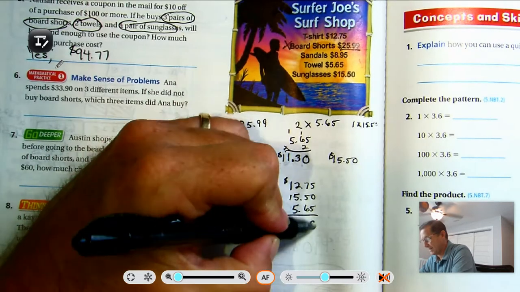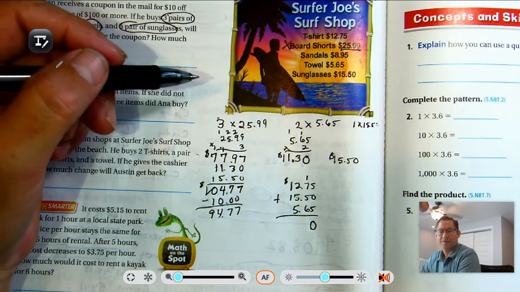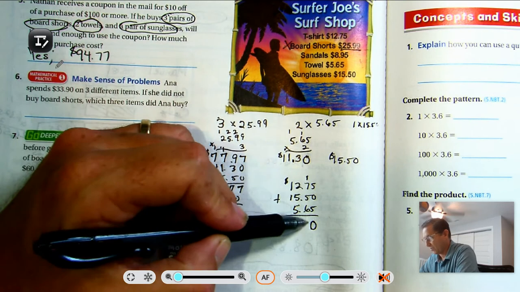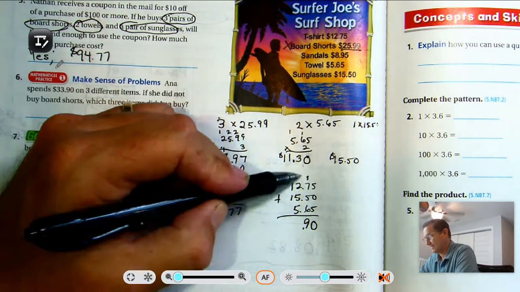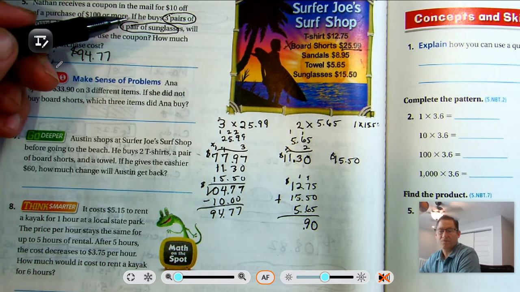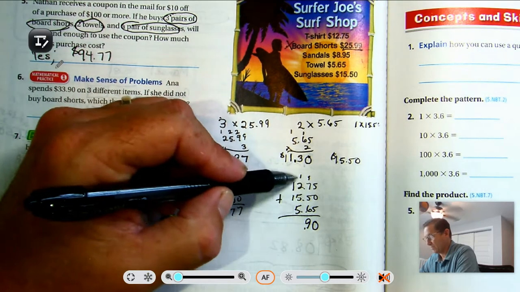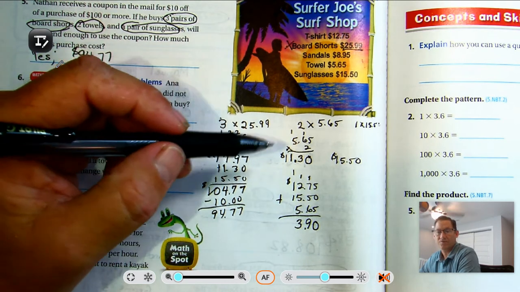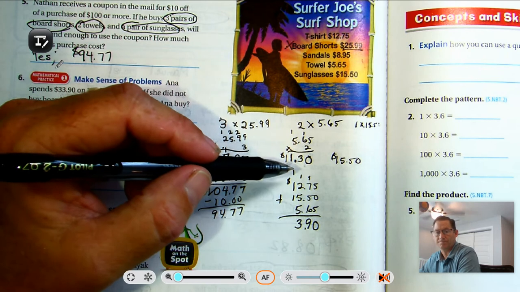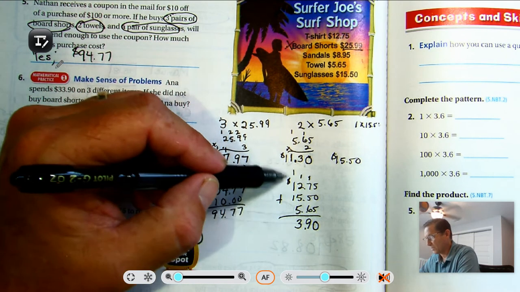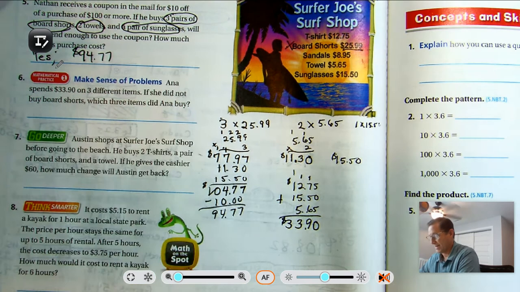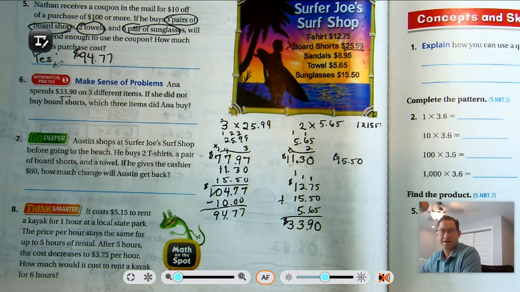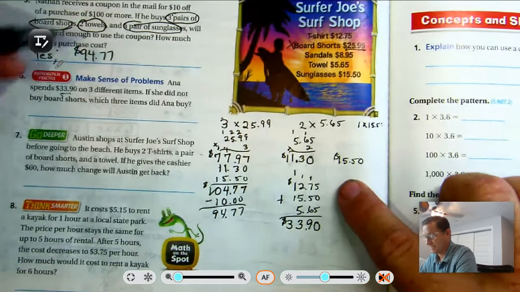All right, 5 and 5 is 10. 6 and 1 is 7. 7 and 7 is 14, plus 5 more is 19. 5 ones and 5 ones is 10, plus 2 is 12, plus the regrouped, 13. Regroup that as 1 ten and 3 ones. 1 and 1 is 2, plus the regrouped, 3. $33.90. So that matches the amount that she spent. So what did she buy? She bought a t-shirt.